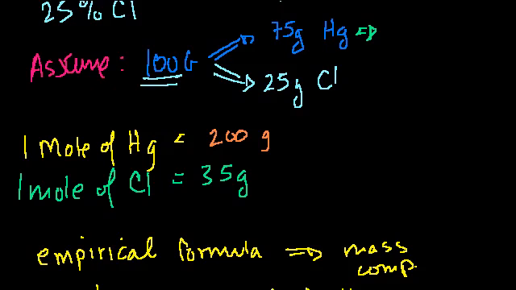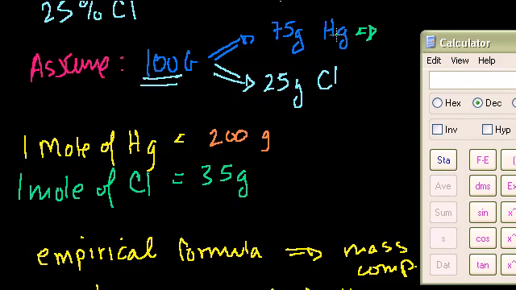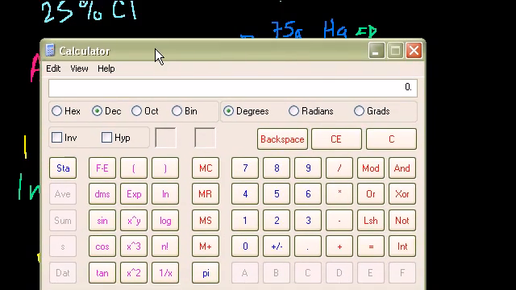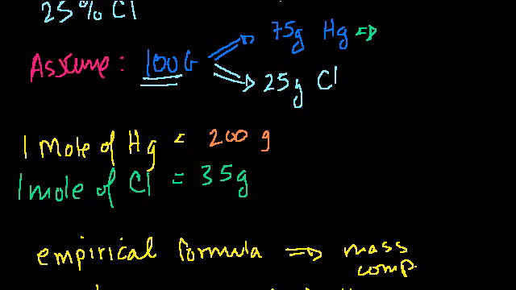So, how many moles of mercury do I have? Let me get my calculator going. I have 75 grams of mercury. 1 mole of mercury would have a mass of 200 grams. So I could just take 75 divided by 200, which tells me how many moles I have. 75 divided by 200 is equal to, I should have been able to do that, 0.375 moles.